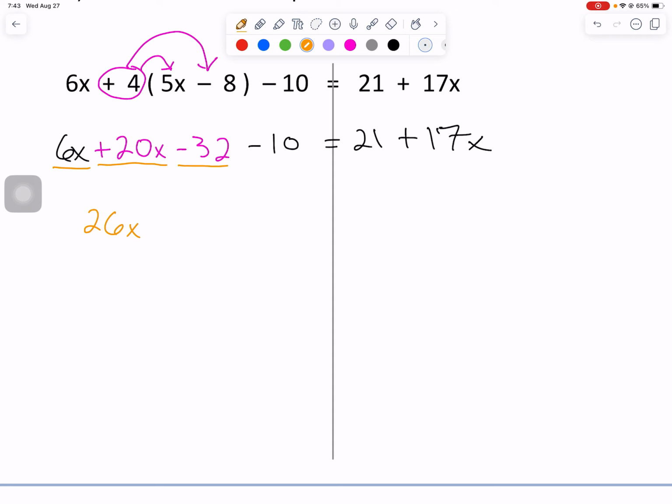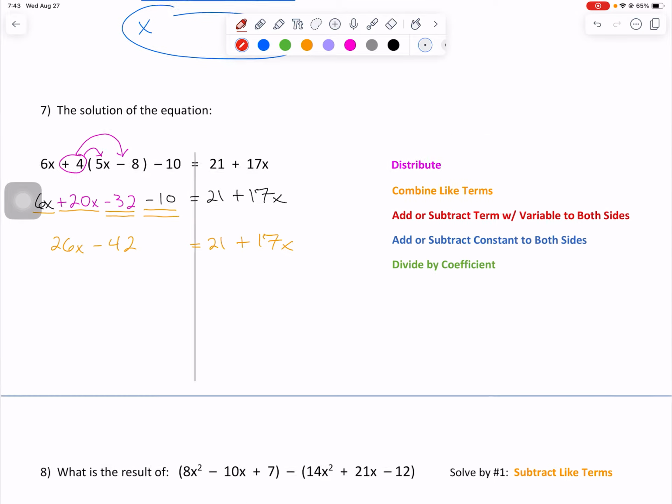Wonderful job. I'm going to double underline the negative 32. And the reason I do this is just so you can see that, yes, we will combine with the other double underline, the negative 10. Negative 32 minus 10 is minus 42. Bring down the equals, bring down your 21 plus 17x, and we will continue to move along.